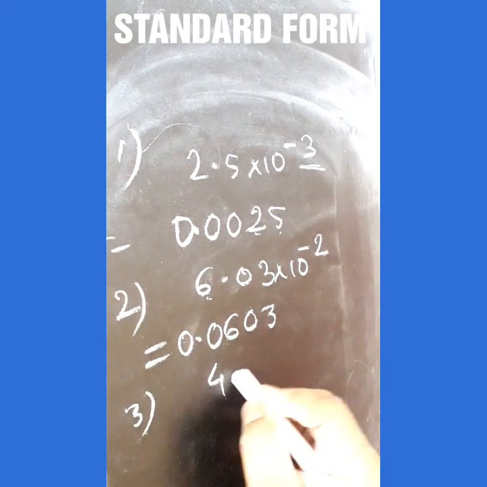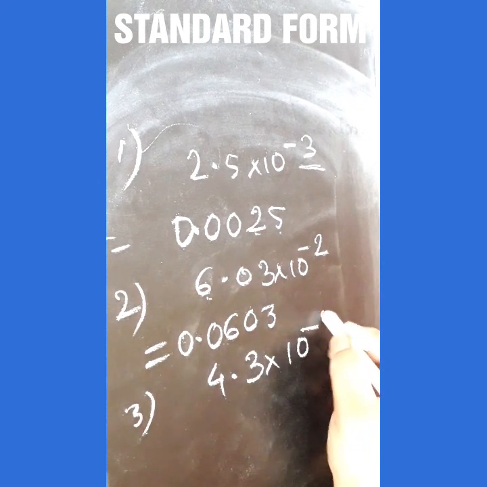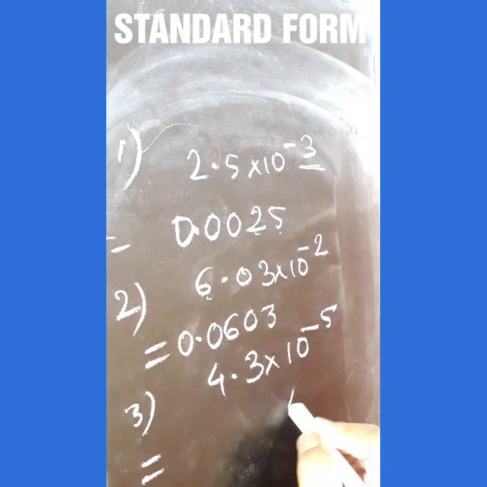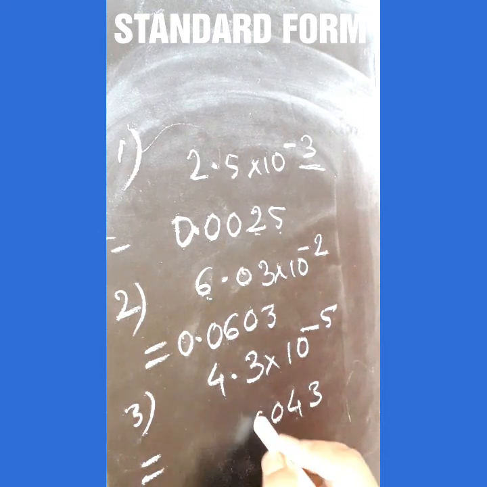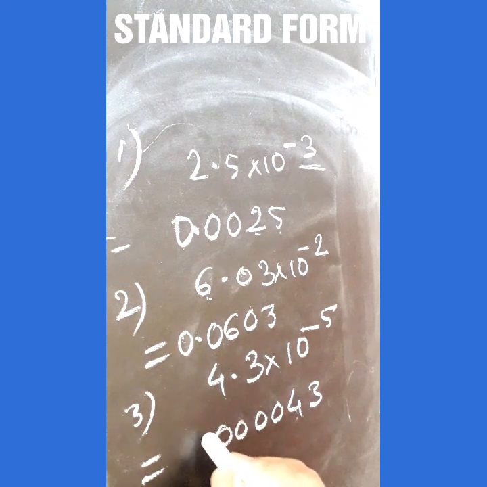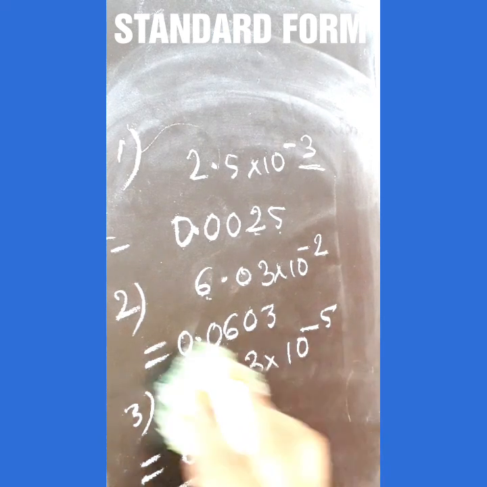We are given 4.3 into 10 to the power minus 5. Then we will write 4, 3 and start counting from here, 1, 2, 3, 4, 5. The decimal will come here. In this way we can write a number from standard form to decimal form.